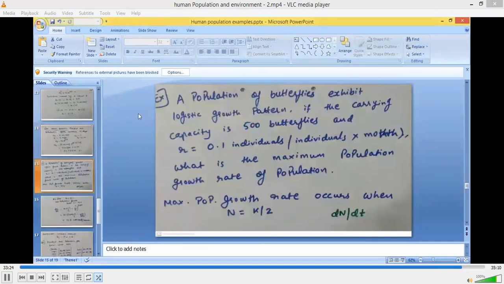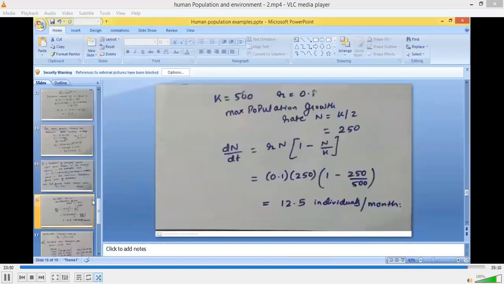Next is, a population of butterflies exhibits a logistic growth pattern. If the carrying capacity, which is the K value, is 500 butterflies and the rate r is equal to 0.1, what is the maximum population growth rate of the population? The maximum population growth rate will occur when N is equal to K by 2. K is 500, so this will be equal to 250.